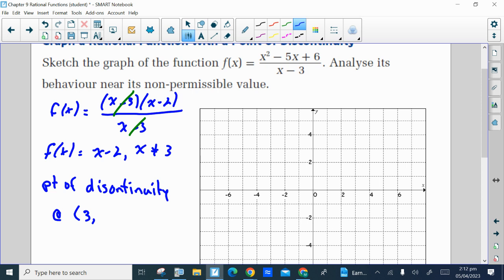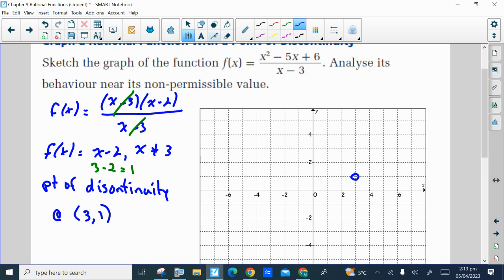And if you take your simplified expression, which is just f at x equals x minus 2, and you let x equal 3 there, you get a value of 1. But x can't equal 3, so therefore y can never equal 1, and that is your point of discontinuity. The point 3, 1 is your point of discontinuity. There is a hole in the graph there. The rest of the graph is defined by our simplified equation, which is x minus 2.